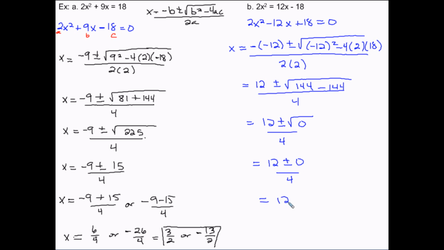So this is going to be 12 divided by 4, which is 3. When you get one answer like this, what you actually had was a perfect square trinomial. So if I divided all of these by 2, I would get x squared minus 6x plus 9. That's a perfect square trinomial. So that's why I only got one answer that time.